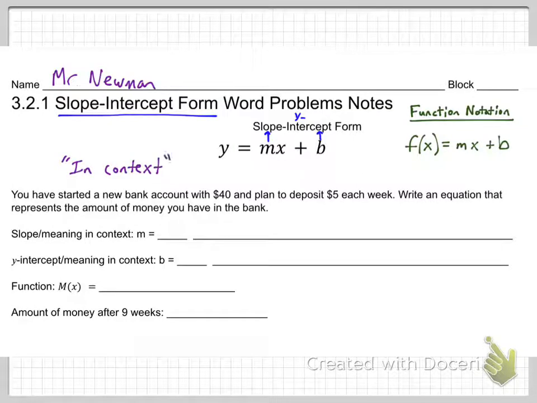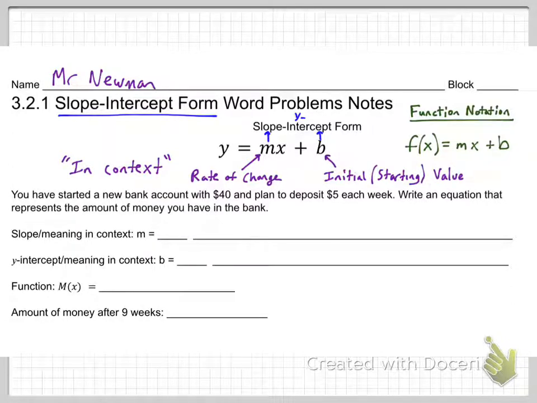In context or in word problems, the m always represents the rate of change, and common words that you'll see are words like per or each or every, and that should indicate that that's going to be the rate of change. For the y-intercept, that's the initial or starting value. So if you're given a number at the beginning of the situation, that will be your value for b, and that's your y-intercept. So let's get started.